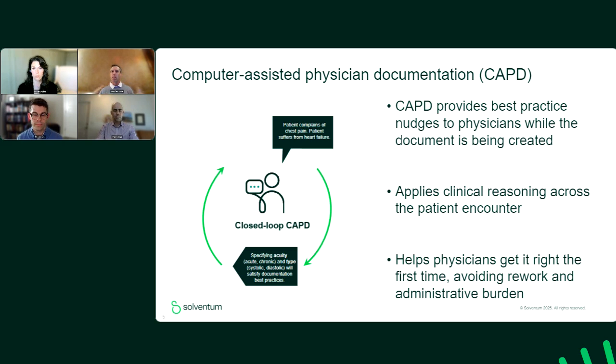Not trying to boil the ocean, not trying to eat the whole elephant in one bite, but just picking a couple, 2 or 3, 4 documentation opportunities for your physician teams to improve on, and really going after that low-hanging fruit. What are the things they should be getting right all the time, right? The acuity, the type of heart failure. That's a very common query opportunity. Our physicians should be getting that right most of the time these days, yet they still struggle.